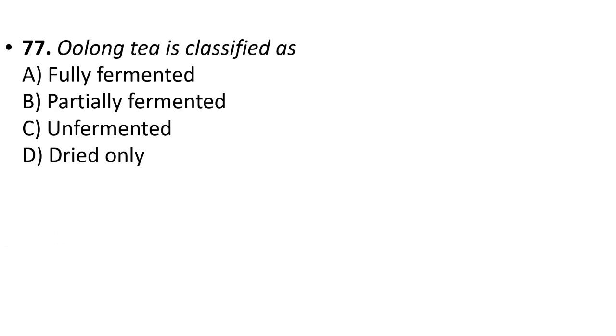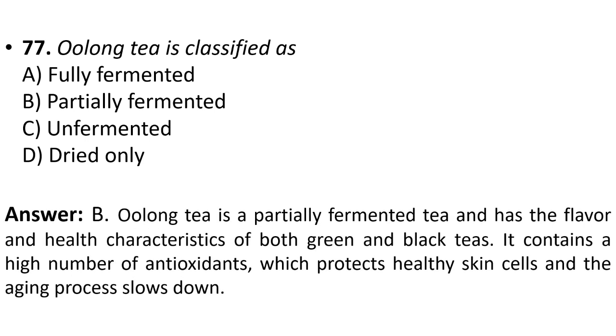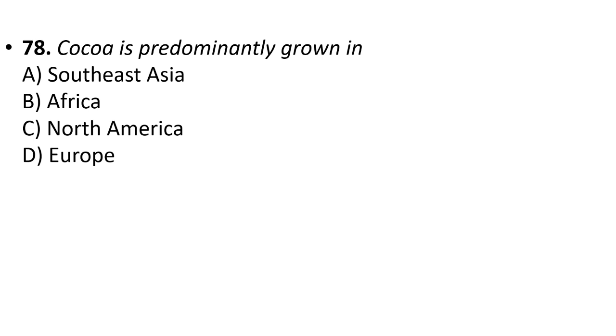77. Oolong tea is classified as fully fermented, partially fermented, unfermented, dried only. Your answer is option B, partially fermented. Oolong tea is a partially fermented tea and has the flavor and health characteristics of both green and black teas. It contains a high number of antioxidants which protect healthy skin cells and slow down the aging process.